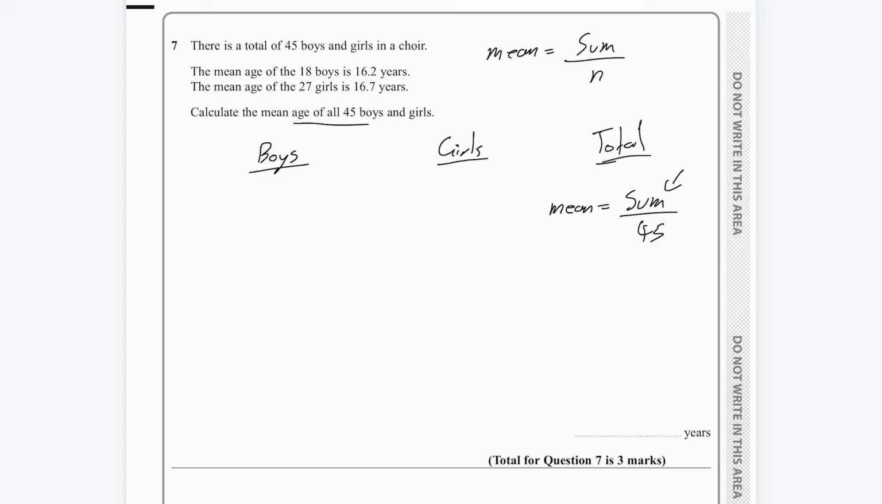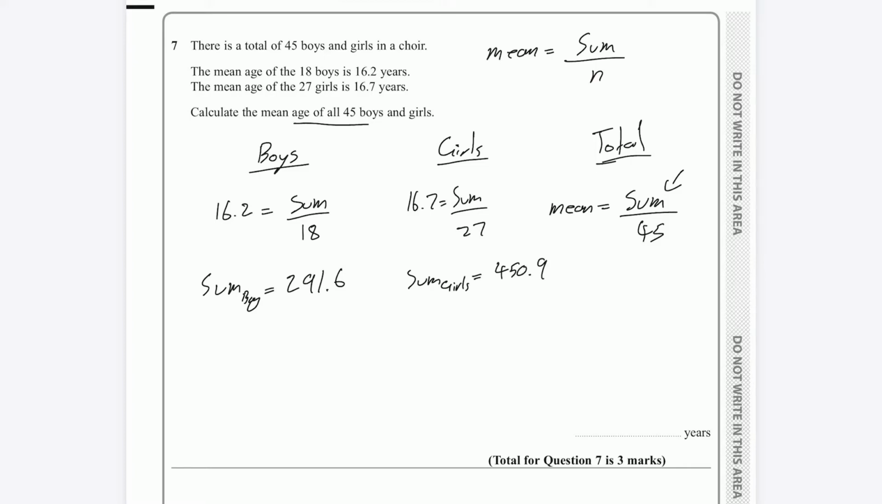So we're going to look at the boys and the girls information that they've given us in order to get the sum out. So for the boys, we have the mean. So if I sub it into that equation, the mean is 16.2, which is equal to the sum over these 18 boys. So the sum of boys is going to be 18 times 16.2, type that into your calculator, that's 291.6, and then for the girls, it'll be the same, so 16.7 is equal to the sum of the girls over the number of girls. So that means for the sum of the girls, we have 450.9.